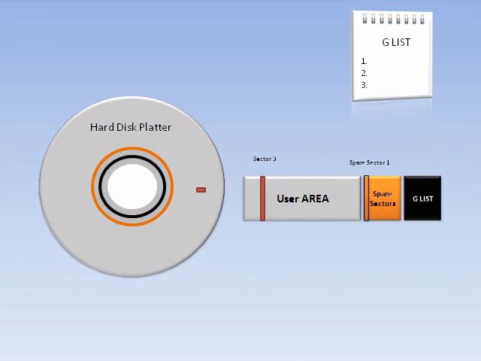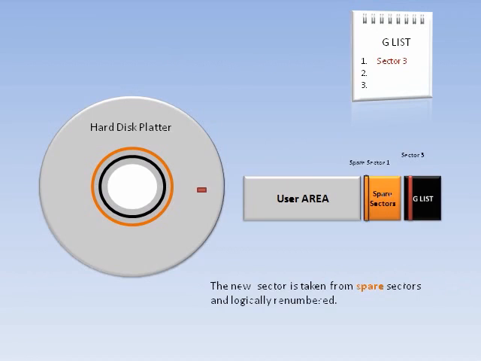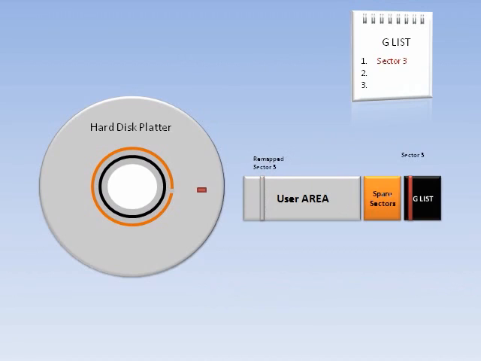When a sector is determined to be defective, that sector address is added to the GList. A sector from the spare sector area is then logically renumbered to take the place of the previously marked bad sector. This GList remapping allows the drive to function normally, ensuring that good data is not written to defective sectors.